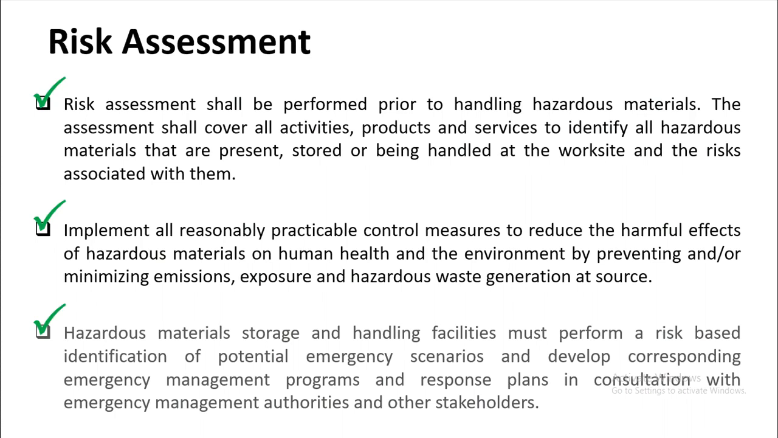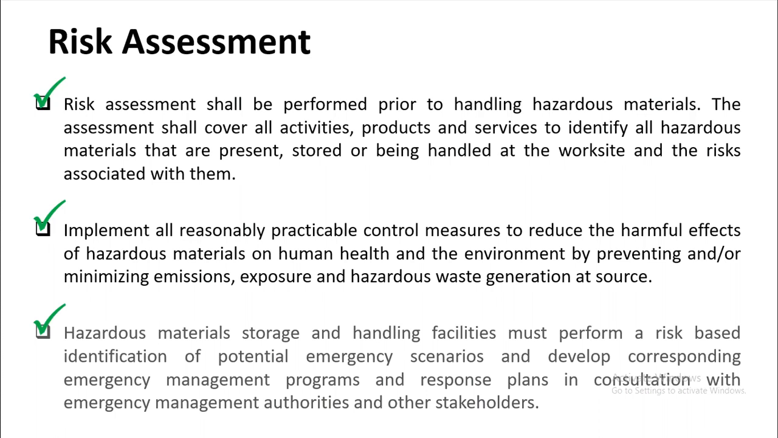Implement all reasonably practicable control measures to reduce the harmful effects of hazardous materials on human health and environment by preventing or minimizing emissions, exposures, and hazardous waste generation at source. So when conducting control measures, we need to consider the prevention of emission of these chemicals or hazardous materials, and then make sure that we can prevent or minimize the exposure of anyone, including the environment, from this material.